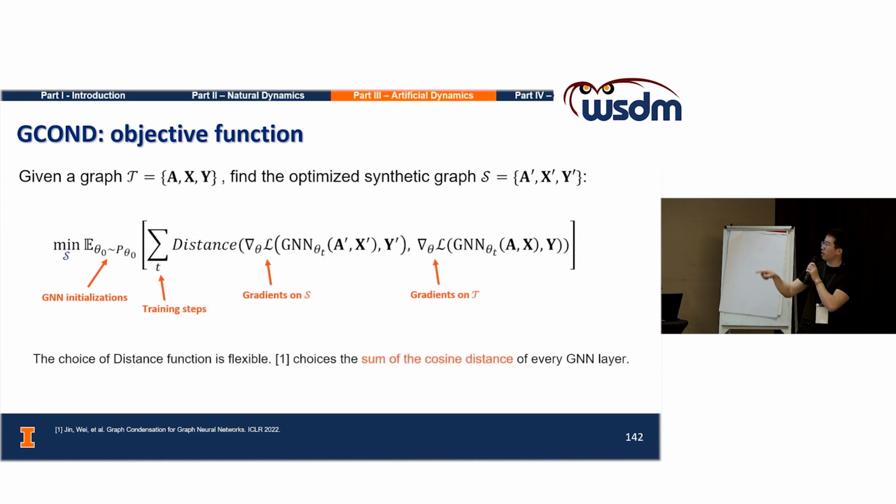And here, a key hyperparameter is the distance function. How do we measure the distance between two training trajectories? This is kind of flexible. And the paper GCond selects the sum of the cosine distance of every layer of the graph neural networks.